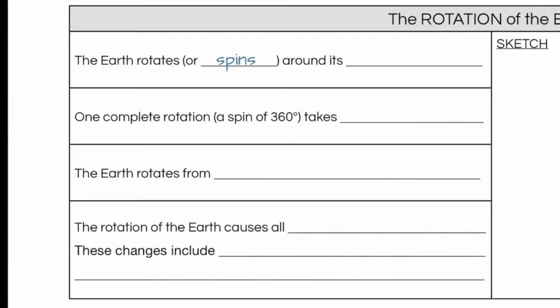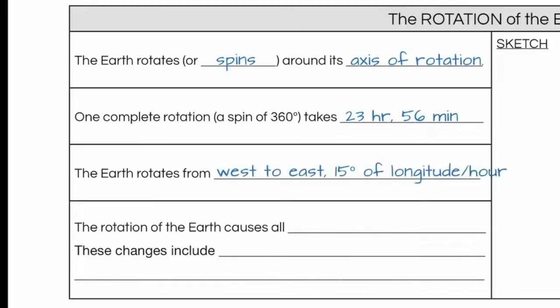So the Earth rotates or spins around its axis of rotation. Now the axis of rotation is this imaginary line from the North Pole to the South Pole, around which we spin. One complete rotation takes 23 hours, 56 minutes, and 4 seconds. But you could leave off the 4 seconds. Essentially, one rotation is 1 day. Now, if you were to look at the Earth from the side, at the equator, it rotates from west to east, and it spins at a rate of 15 degrees of longitude per hour. That is 360 degrees divided by 24 hours, giving you 15 degrees per hour.